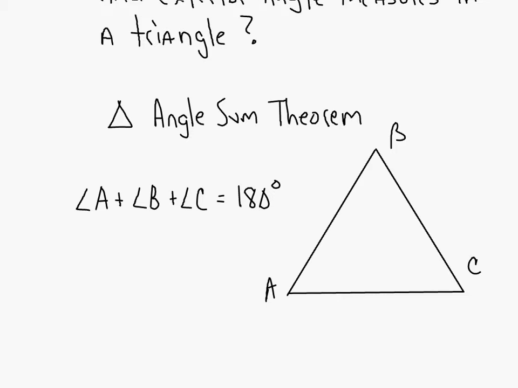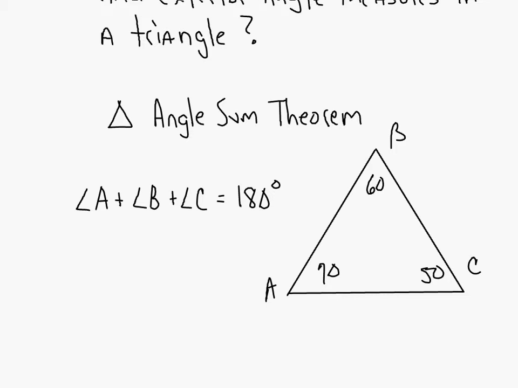It doesn't matter if two of the angles are given to you in numbers. If this is 60 and this is 50, the third angle has to add up to 180. So 60 and 50 is 110. The third angle's got to be 70, doesn't it?